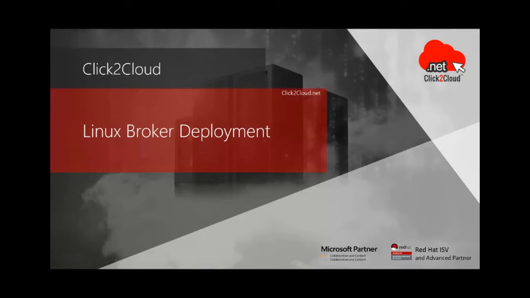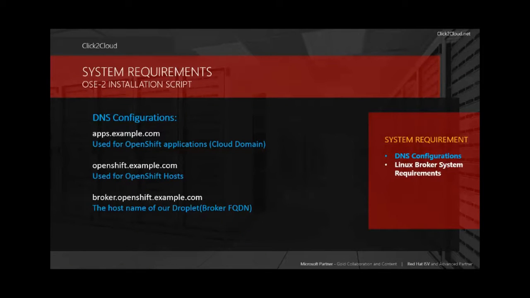The first step is Linux broker deployment. In order to deploy Linux broker, we first need to plan DNS configuration and system requirements. In this demonstration, the configuration used is displayed on your screen. As you can see, we are using apps.example.com for cloud domain where we are going to host our application. Openshift.example.com will be used for OpenShift hosts. Broker.openshift.example.com will be used for broker FQDN.